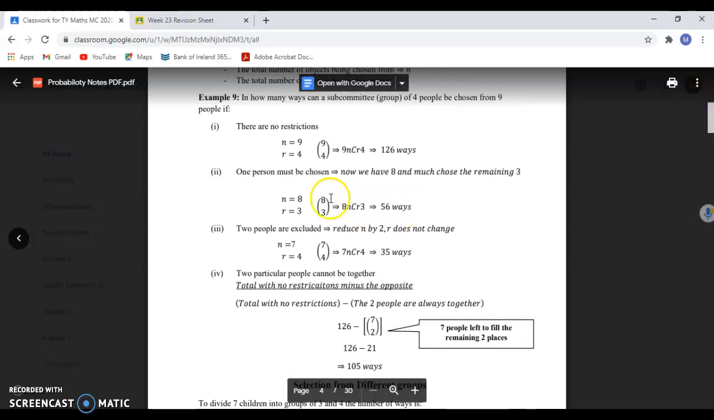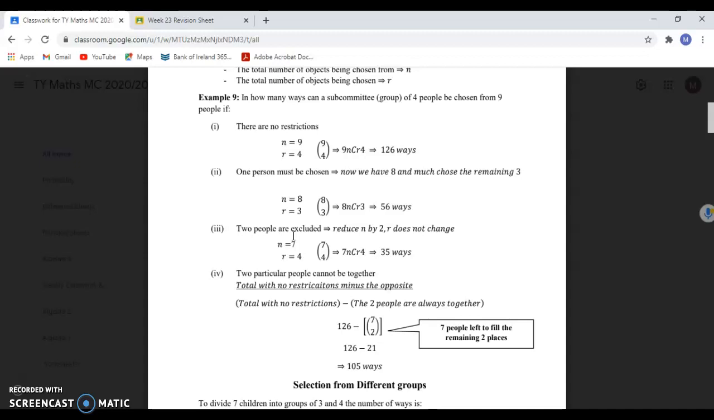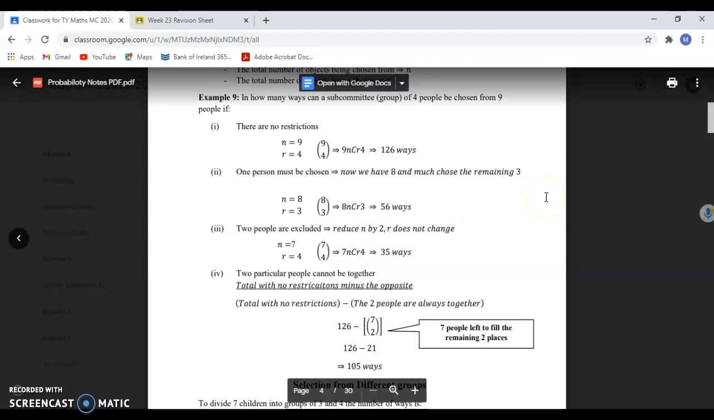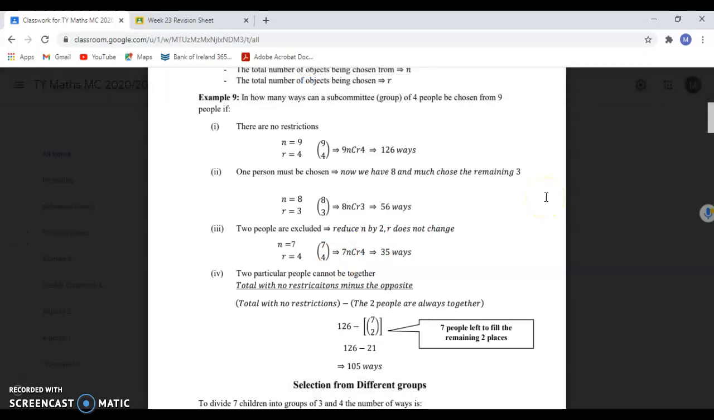The next one, 2 people are excluded. Again, imagine you're 9 people along a wall, 2 of them, maybe they failed a test or something like that. They can't get onto the committee, so they're gone. So how many people are lined up in front of you now? There's 7 of them. How many spots are you going to fill? I still need to fill my 4 spots. So 7, choose 4. From 7, choose 4 onto the calculator for practice: 7, second function 5, 4 equals 35.